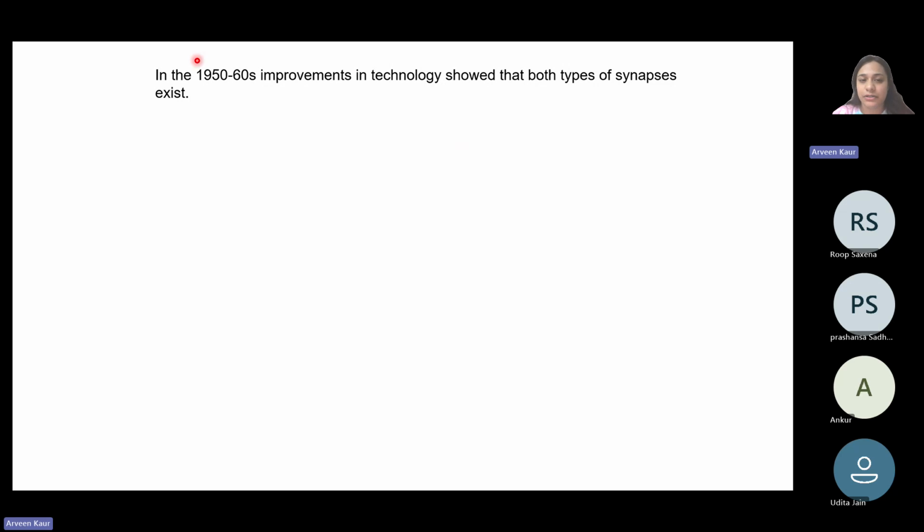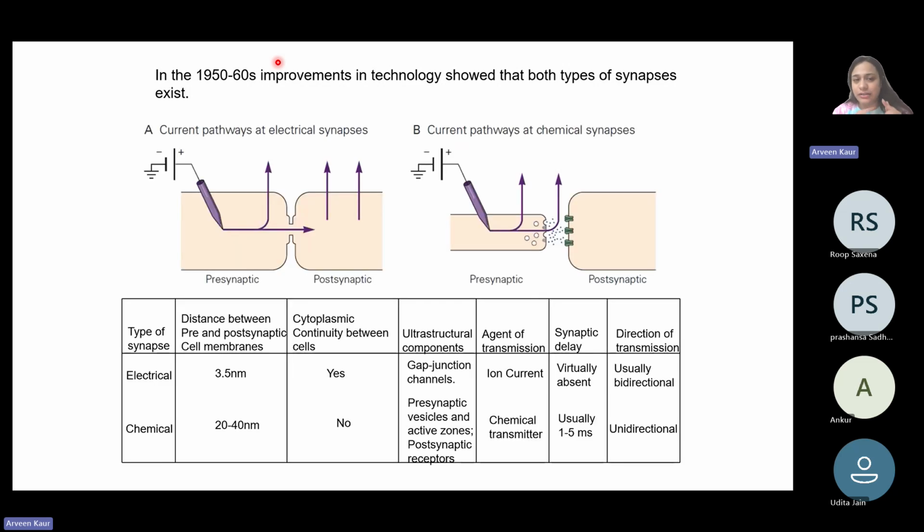In the 50s and 60s, there were improvements in technology which showed that both types of synapses actually existed. There were chemical synapses wherein neurotransmitters were involved, and there were electrical synapses wherein there was a small connection from one neuron to the other, and it would transmit the nerve impulse directly, right? So there were current pathways at electrical synapses, that is a connection of sorts, and current pathways at chemical synapses were through neurotransmitters. So the types of synapse and their different properties are mentioned over here.